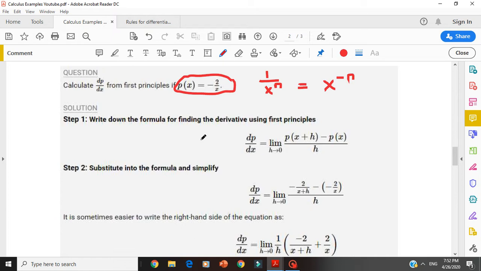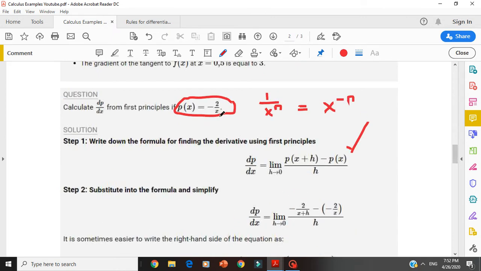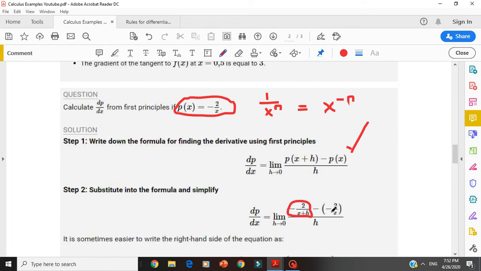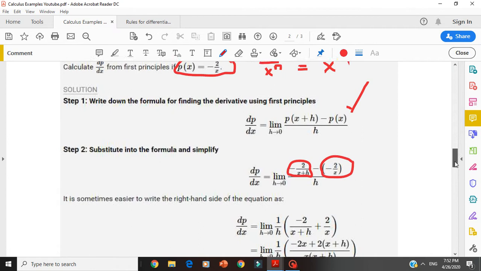So write down the formula for the derivative using first principles. Right, that's the original formula. Now wherever I have x, I'm going to substitute x plus h. So minus 2 over x will become minus 2 over x plus h. Alright, and we're going to subtract the original function, keeping the bracket. So minus, in brackets, minus 2 over x, which will become plus 2 over x, all divided by h.